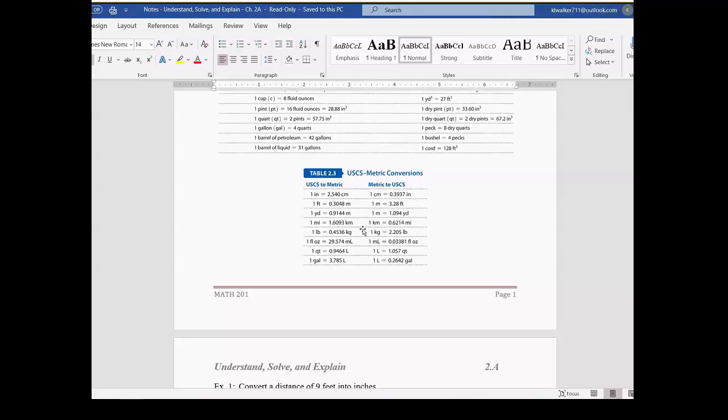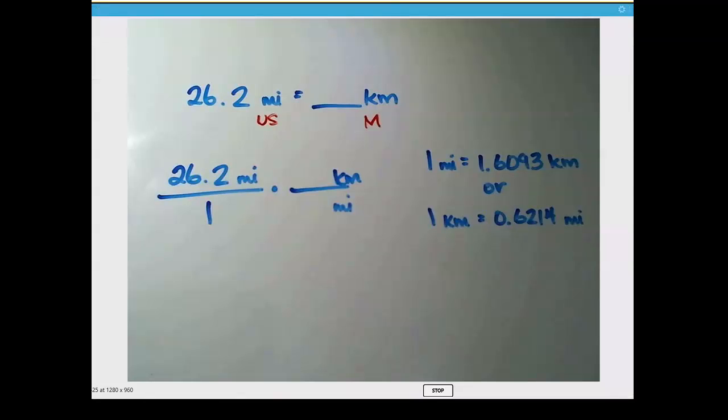Or, on the other side, I also see miles and kilometers. So I could use this one, too. So I'm going to jot that one down. 1 equals 0.6214 miles. Okay, so I jotted them down. Let's take a look.